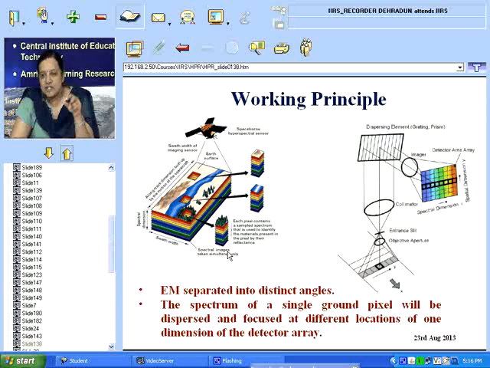So each of these sensors is sensitive to a particular narrow wavelength of the spectra. So the electromagnetic energy is separated into distinct angles. The spectrum of a single ground pixel will be dispersed and focused at different locations of one dimension of the detector array. So the most important element in the entire process is the grating instrument or the dispersing instrument, which separates the light into these finer nano intervals of energy.